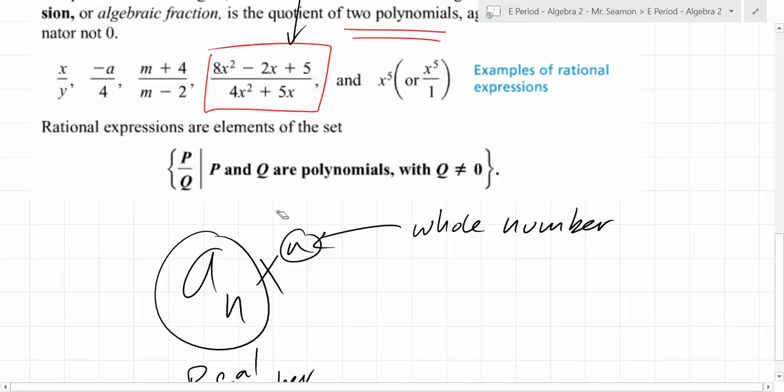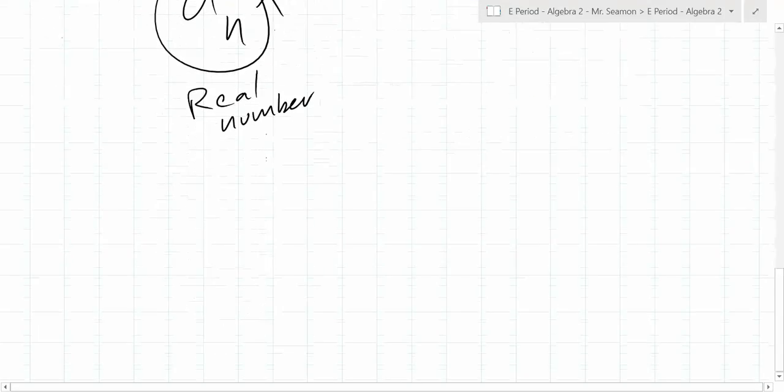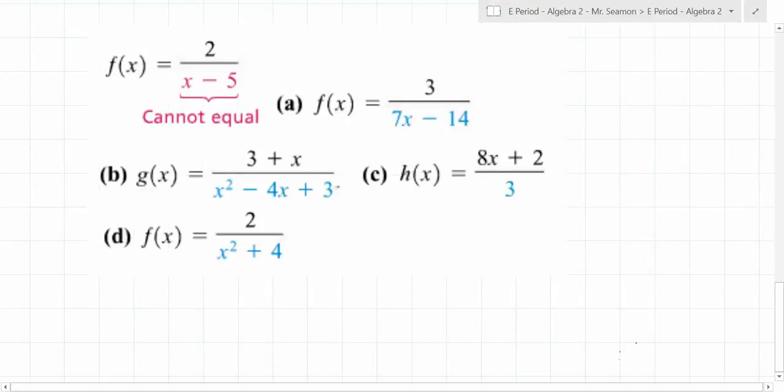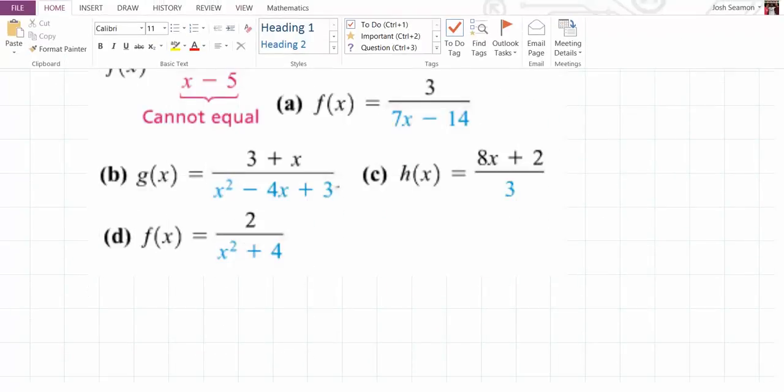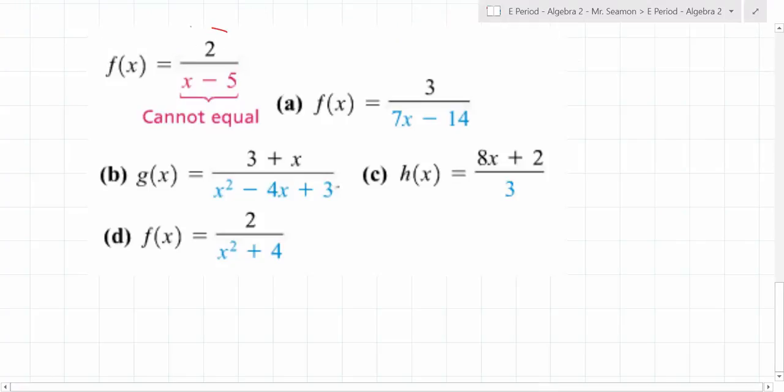Why can't q be 0? Because you cannot divide by 0. Exactly. So we're going to be working with this. For example, you can figure out the definition of domain by telling me what's the domain of this one right here.